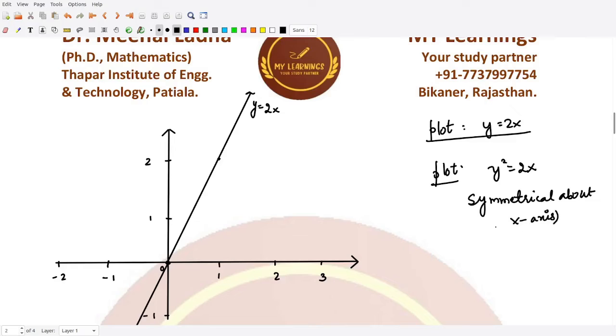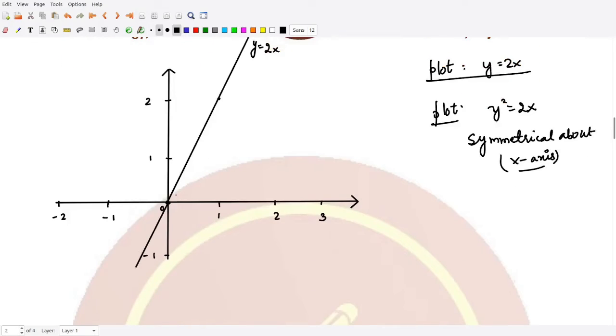If this is symmetrical about x axis, so that means we would have a which parabola? Right hand parabola, right? We also knew this parabola would cut or meet this line at 2 points. One is this 0, 0 and the other point is 1/2 comma 1. So this parabola would meet at this point. So what other points will it cut the parabola at? So when x is equal to 1, the value of y would be square root 2, 1.414, right?